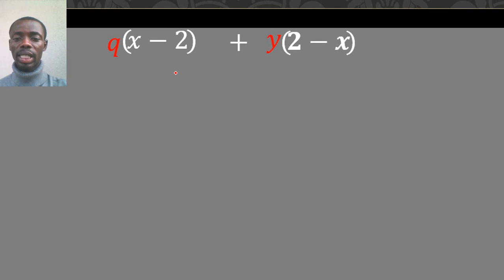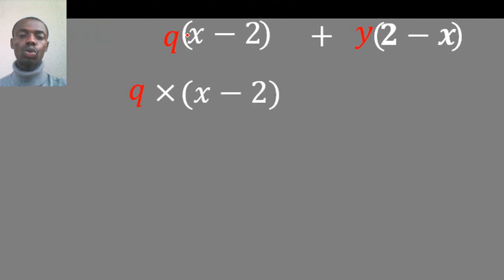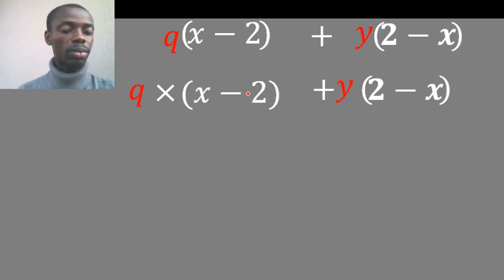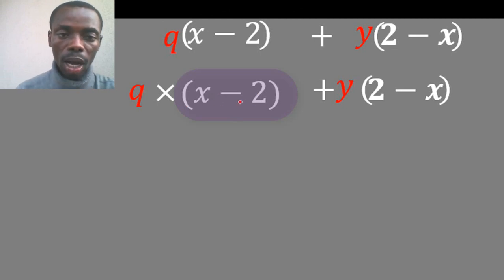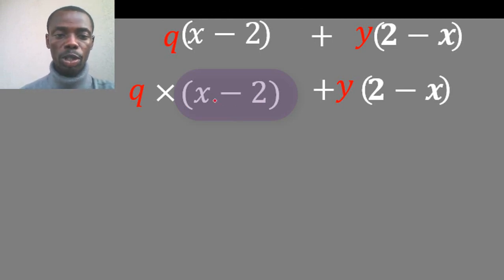So how do I do that? I will do that by introducing a minus like you see me do in previous explanation. Now, this is q multiplied by x minus 2 then plus y open bracket 2 minus x close brackets. Okay, now what do I want to do now? I want to divide this bracket by minus 1. I'm saying that again. I want to divide this bracket x minus 2 here by minus 1 so that I can get 2 minus x. And let's see how I will get it.